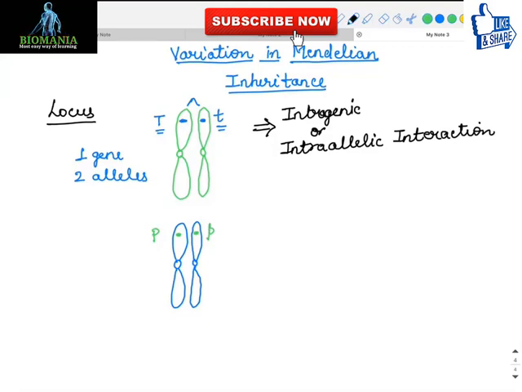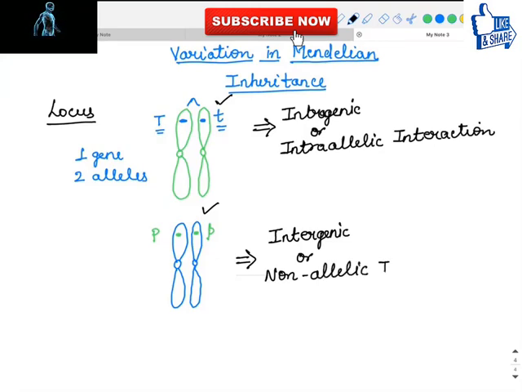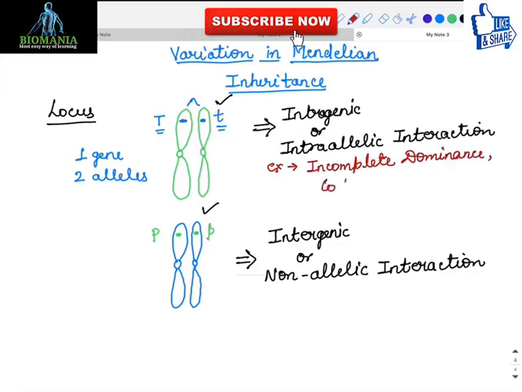So when the interaction occurs between these two genes, this one and this one, it means here two genes are involved in the cross to represent a particular phenotypic or genotypic ratio. So this type of interaction is known as intergenic or non-allelic interaction. There are a few examples of both intragenic and intergenic interaction. So let's see what are the examples of intragenic interaction. That is incomplete dominance, codominance. And when we talk about the example of intergenic interaction or non-allelic interaction, that is polygenic inheritance and epistasis.